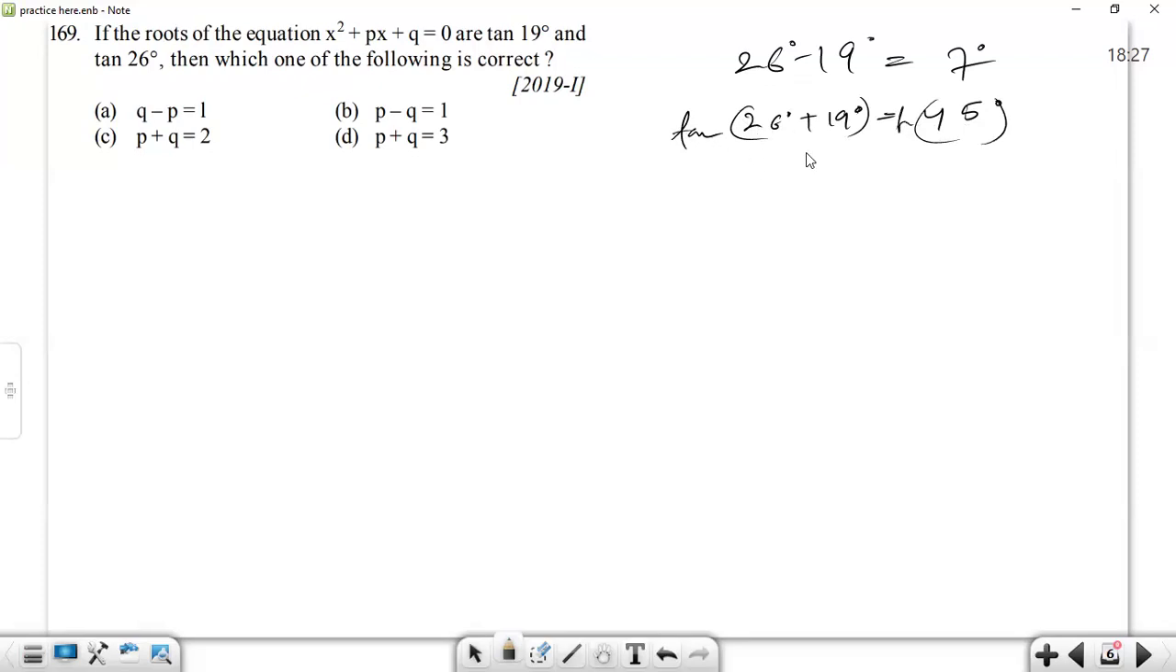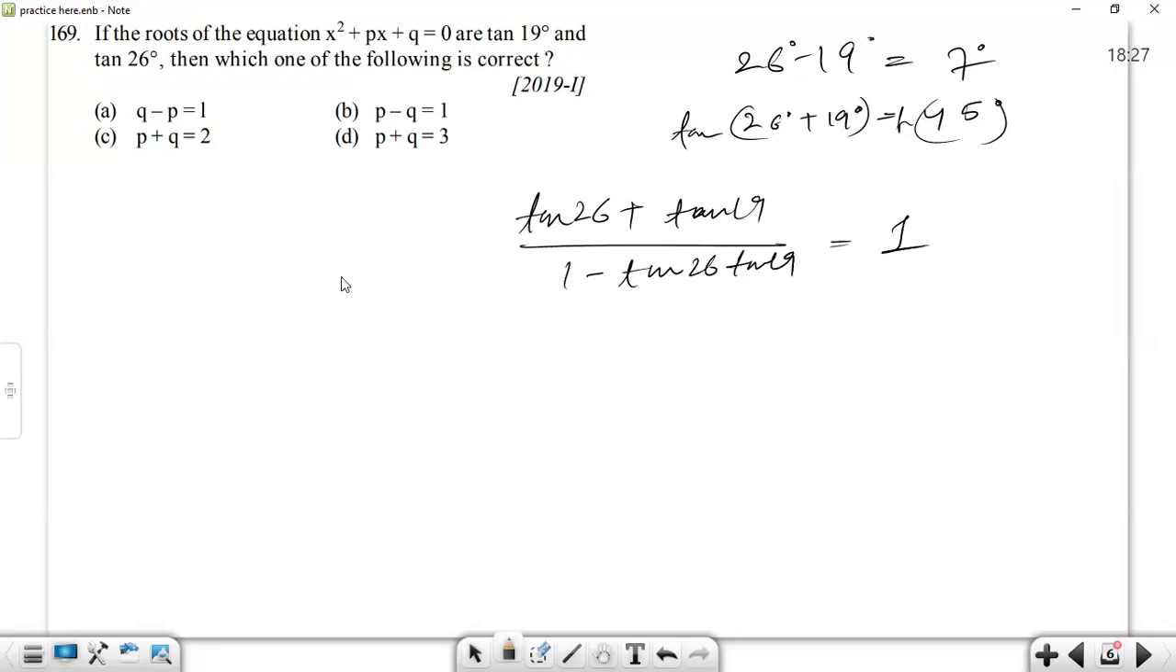If you take tangent on both sides, this becomes (tan 26 plus tan 19) divided by (1 minus tan 26 tan 19), which equals tan 45, which is 1. Now we know it's a quadratic equation, and these are its roots. So the sum of roots is minus b by a. Now please tell me, what is the sum of roots here in this quadratic equation?